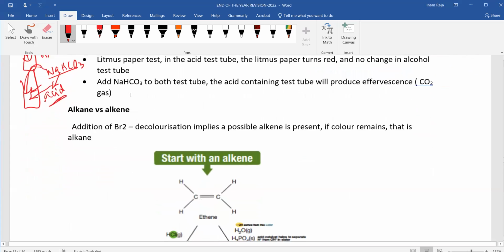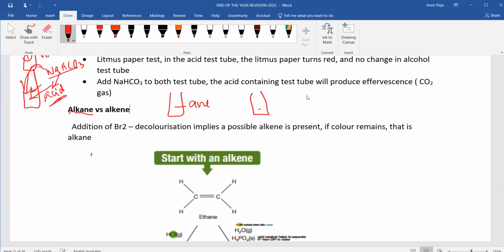Very common question: alkane and alkene. If you have two test tubes and one is alkane and one is alkene, let's say this is alkane and this test tube contains alkene. You add a few drops of Br2 in both.